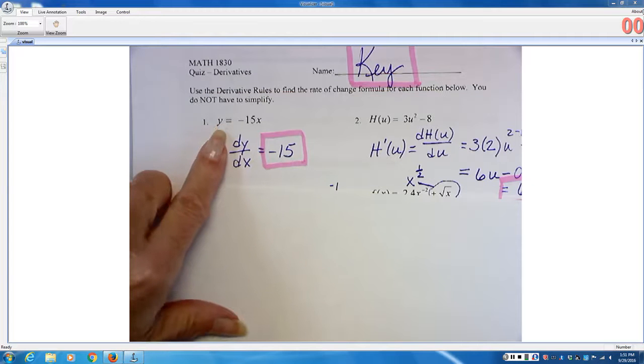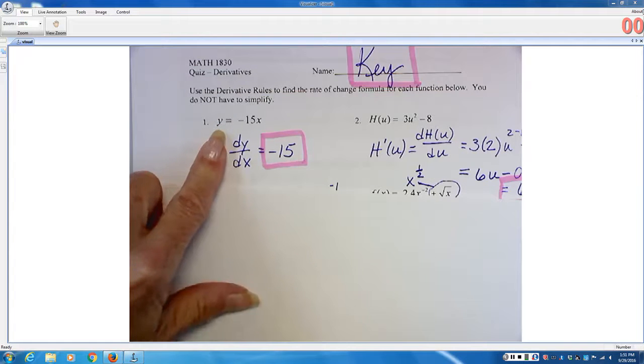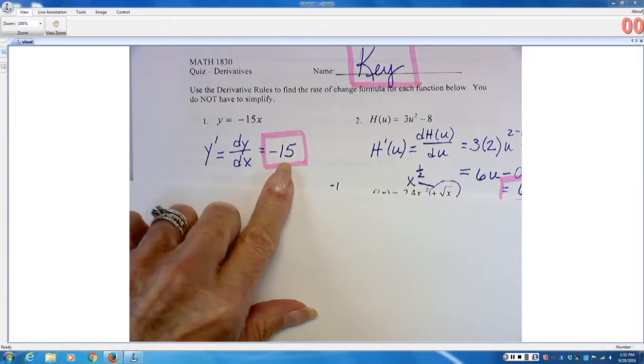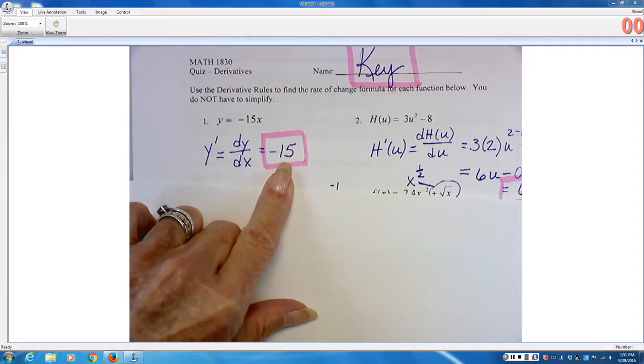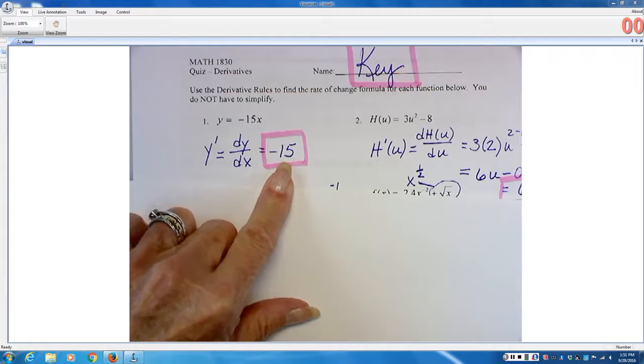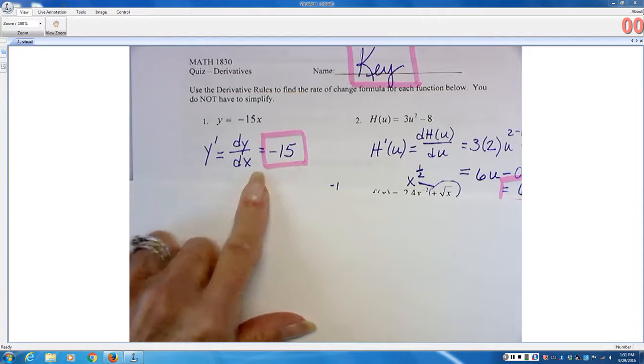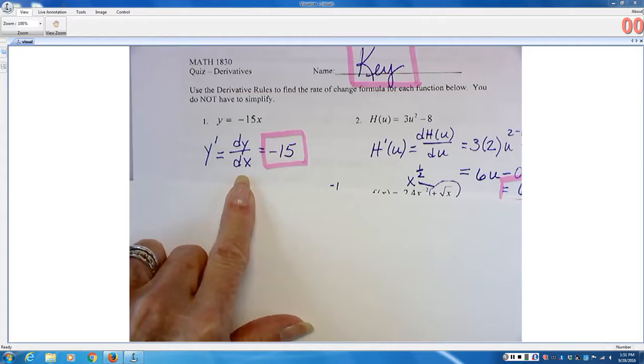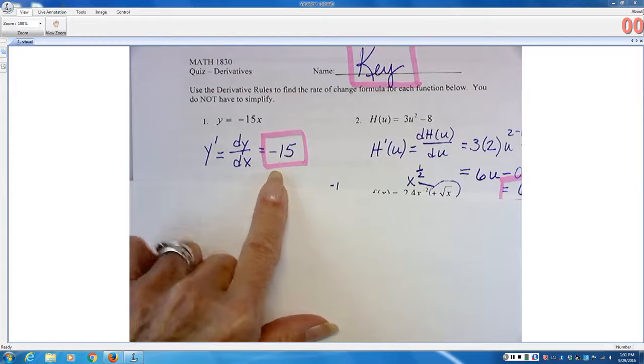Find the derivative of y equals negative 15x. 1 times negative 15 is negative 15, and then x to the 1 minus 1 becomes x to the 0, so the x disappears. So y prime, or dy/dx, whichever notation you like, is negative 15.